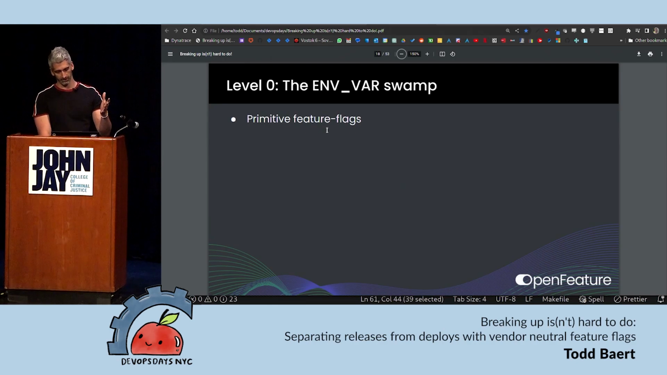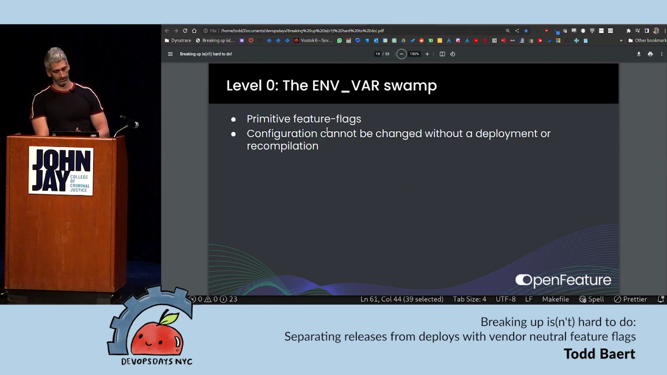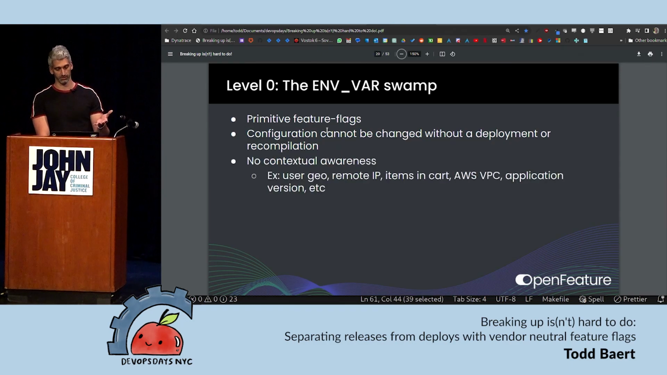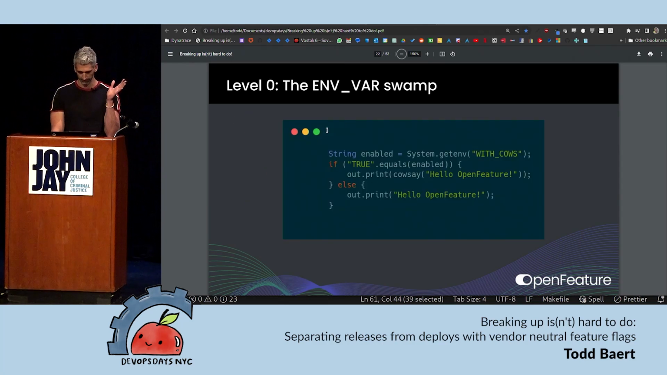So level 0, we basically already saw, it's primitive feature flags. You need to change the configuration, you typically need to redeploy, or at least cycle your application. Maybe you need to recompile it. There's no contextual awareness, so we don't know who the user is or who the service is or where the service is running. That's not a factor in our evaluation of a feature flag. There's little or no meaningful telemetry data, and again, we'll go back to the cows example that I hope is readable. Can you guys read this? Yeah, okay, cool.